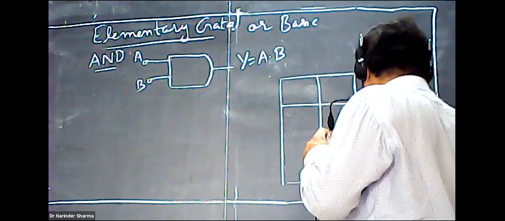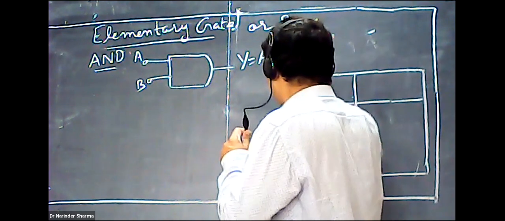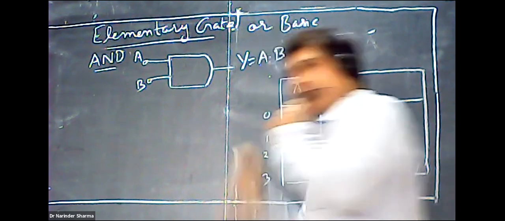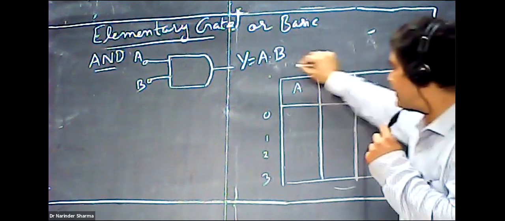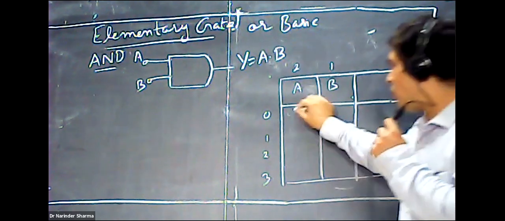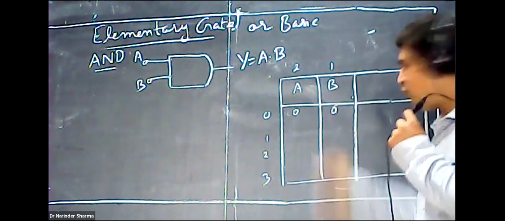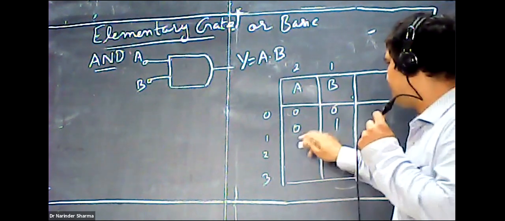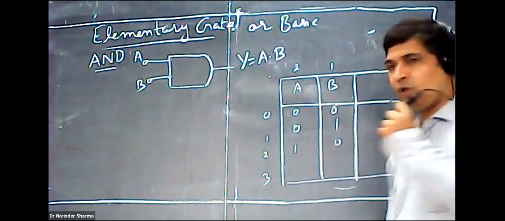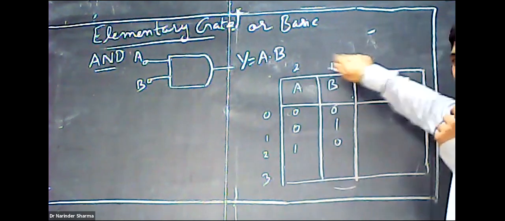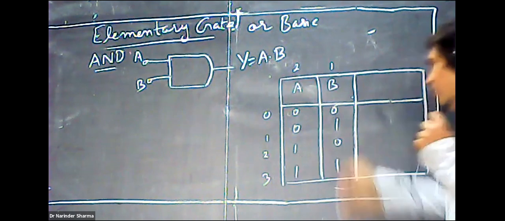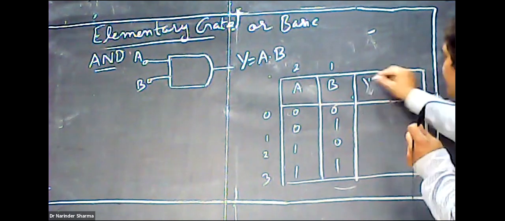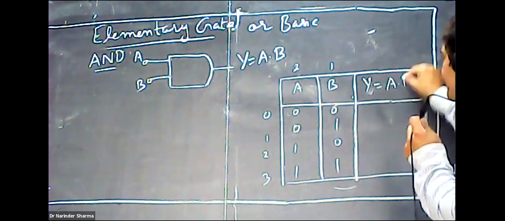Inputs we have to apply in the same way as we have done in the OR gate. You have to write 0, 1, 2, 3. Here write 0, 0, then 0, 1, then 1, 0. 3 means combination of 2 and 1, so under it you have to write 1, 1. Now output Y is equal to A into B.